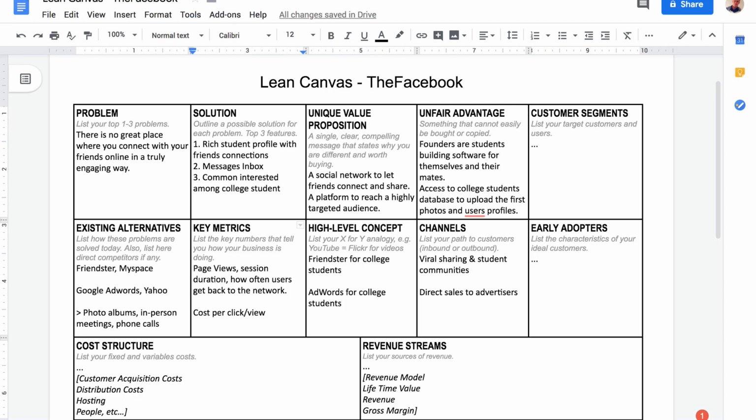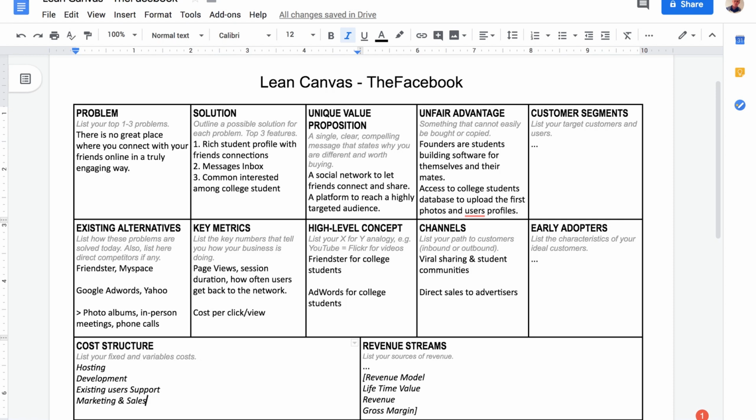Okay, 2 more blocks left to finish our canvas. Cost structure. In this case, cost would be pretty hard to estimate in any specific numbers before we launch, so I will simply list a few significant things here. Hosting, development, obviously we need this one, existing user support, probably, and definitely we want to do some marketing and sales, at least for the advertiser side, to get more advertisers onto our platform. Now let's move on to the last one, revenue streams block.